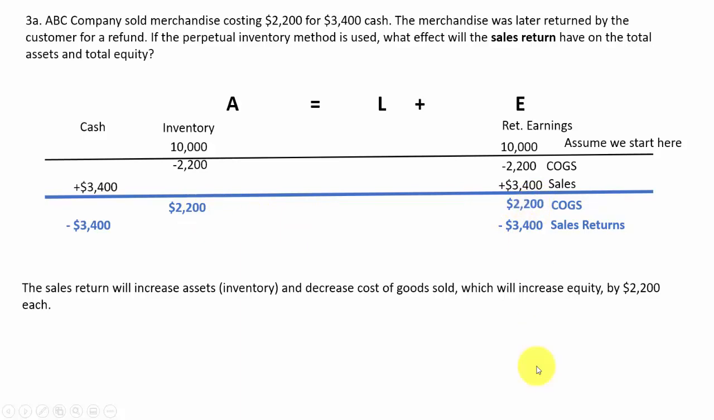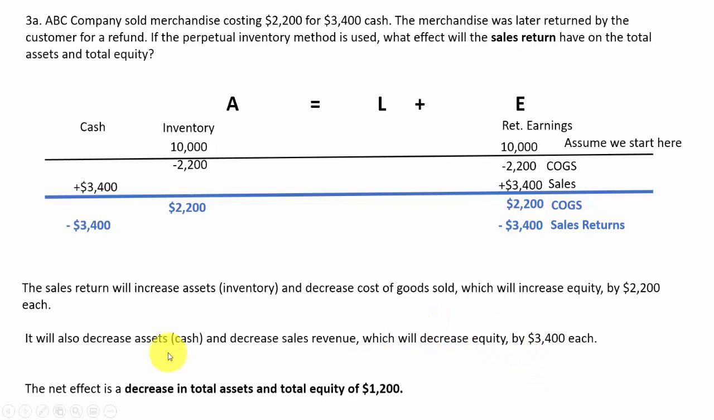All right, we still have some more to go on this problem. It will also decrease assets, cash, which we did right here, and decrease sales revenue, which is this sales return right here, which will decrease equity by $3,400. So the net effect of all these things under the blue line is this: a decrease in total assets, because the asset cash goes down, the asset inventory goes up, and the difference means we have a net decrease in assets.